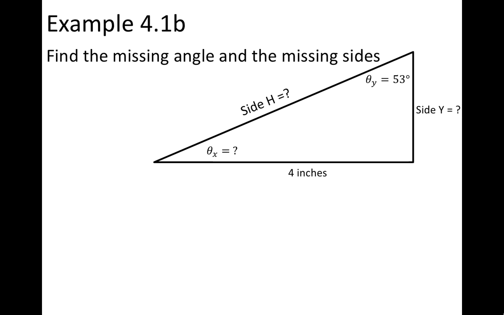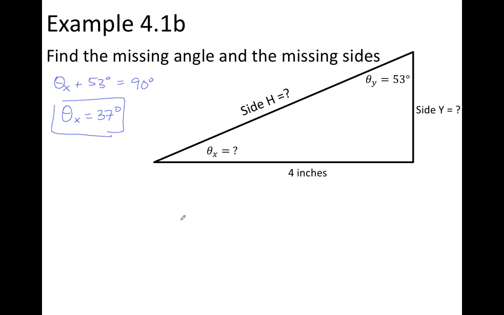Okay, one more example, and this one will be similar to the last one. Here we have to solve for the missing angle and the two missing sides. Again, we'll start off by finding the missing angle. That's a little bit easier because we know that the two angles, theta x and the angle that we know, 53 degrees, have to add up to 90 degrees. They're complementary. And so we can subtract 53 from 90, and that gets us our missing angle, 37 degrees for theta x.